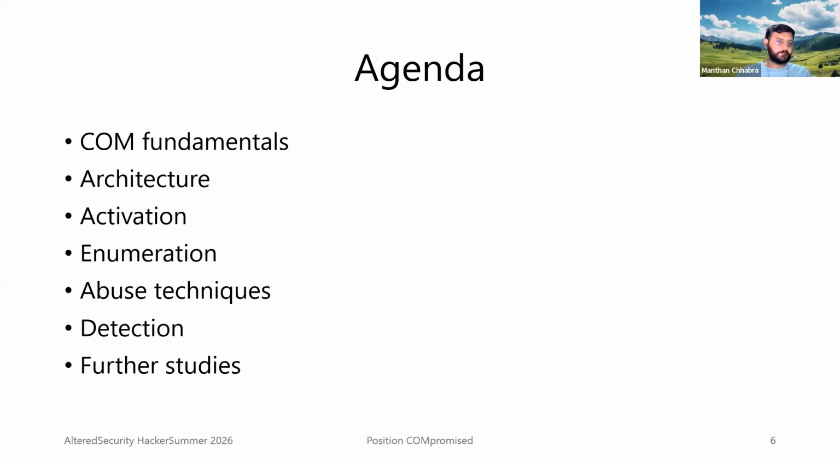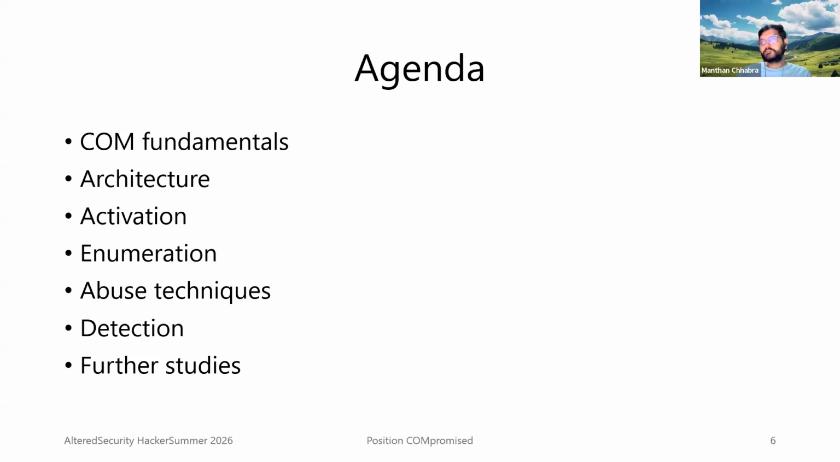We'll first start right from scratch. We'll cover a little bit of COM fundamentals, then why COM even exists. Then we'll dive into the COM architecture, how COM works internally. Then we'll talk about the COM execution flow and how activation works in COM. Now, of course, we want to target COM objects as well. So we'll be covering some techniques to enumerate COM objects in your Windows environment.